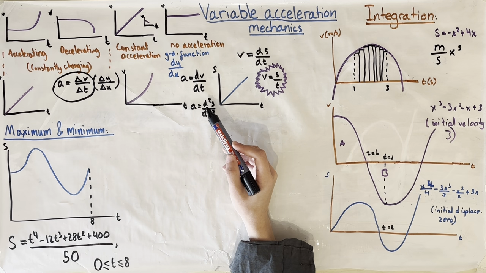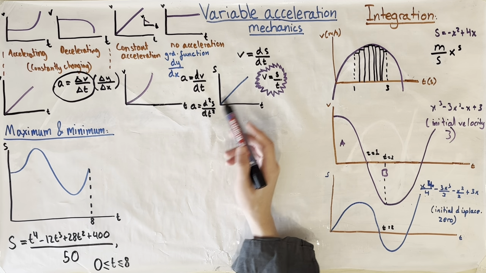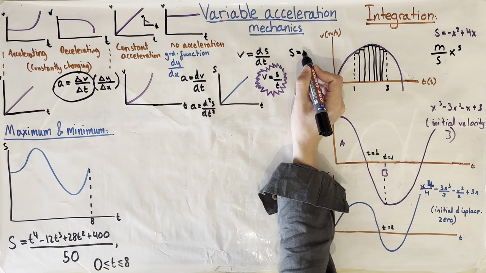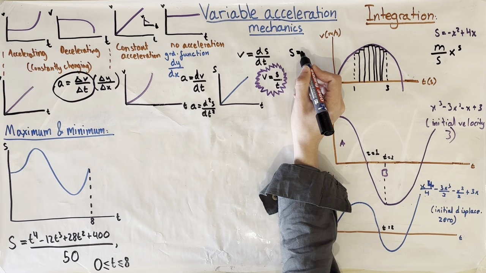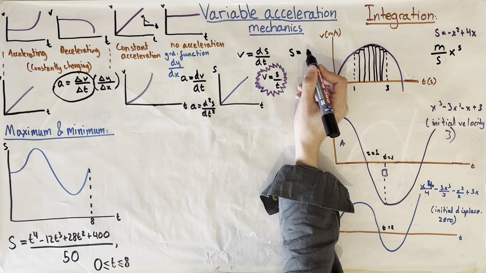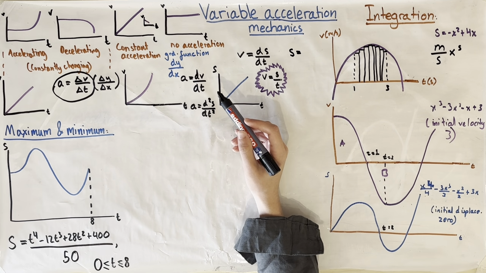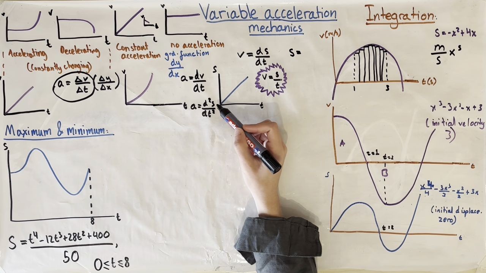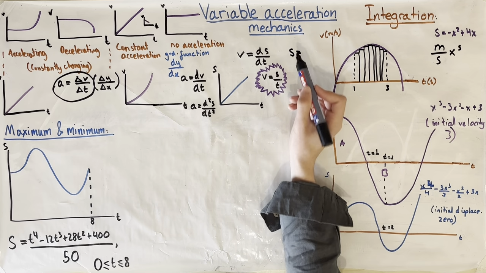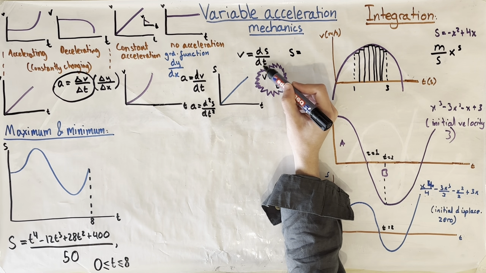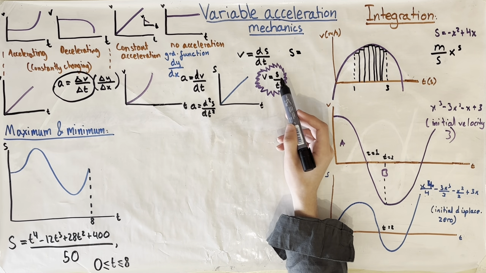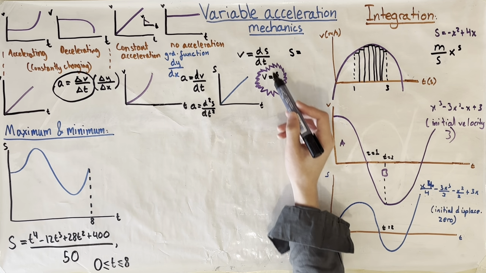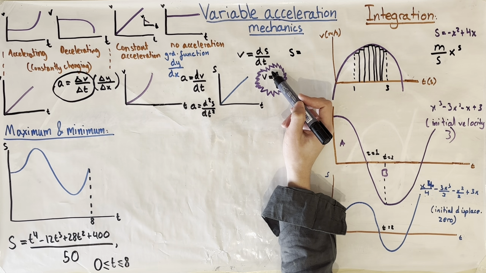Because we know that displacement is also a function of velocity, we can also write this as a equals d squared s over dt squared, and we know that velocity equals ds over dt. One way we can remember this is that speed equals distance over time, or velocity equals displacement over time. So this is how we can remember this.